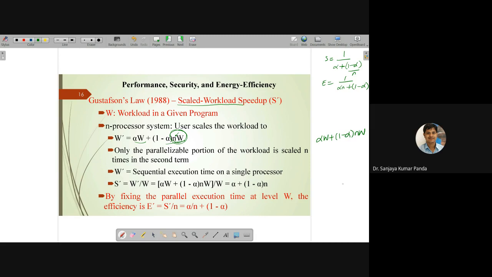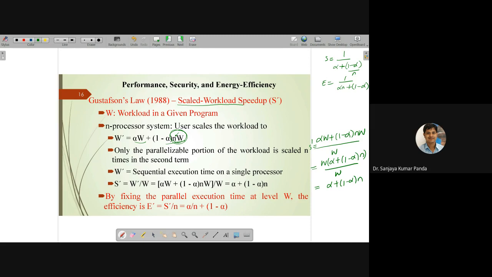What happens if it is a parallel processor? In the parallel case, it will take only W. So if you calculate the scaled speedup S dash, because in the previous case we used S, and take W as common from the numerator, it is alpha plus 1 minus alpha into n, divided by W. So W will be cancelled out, and it is alpha plus 1 minus alpha n.